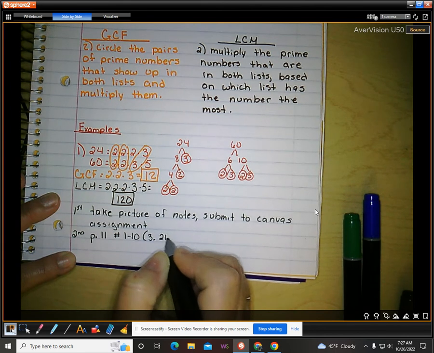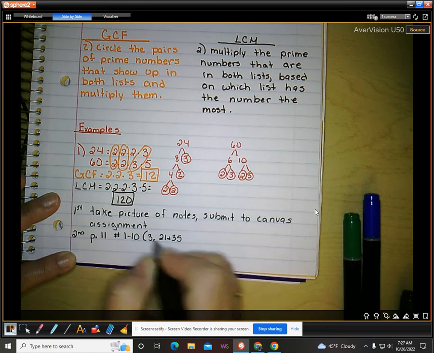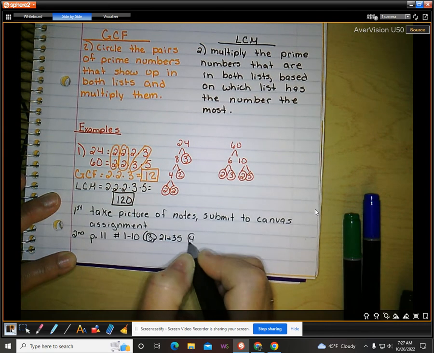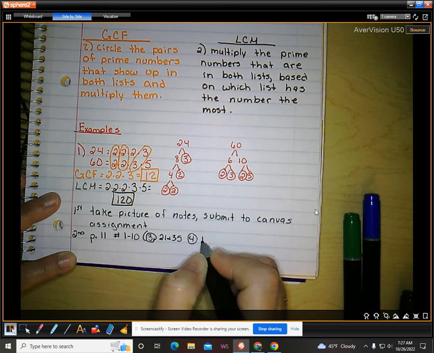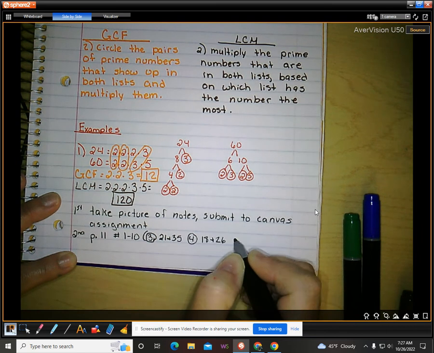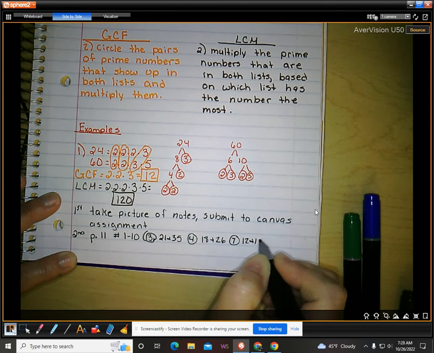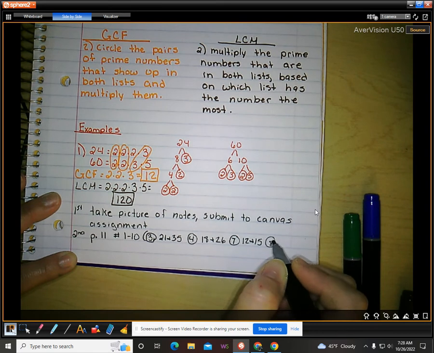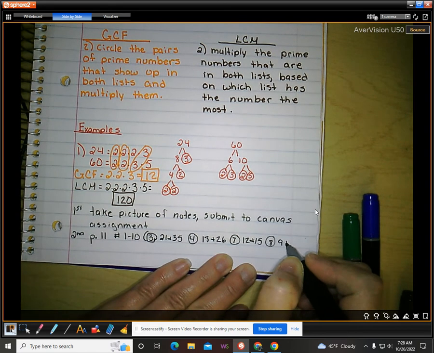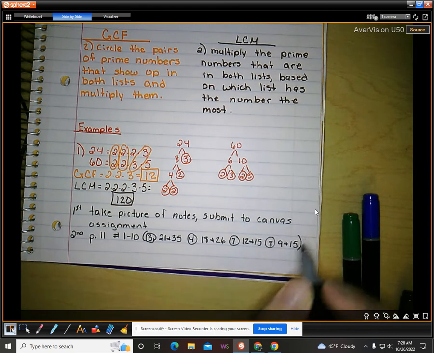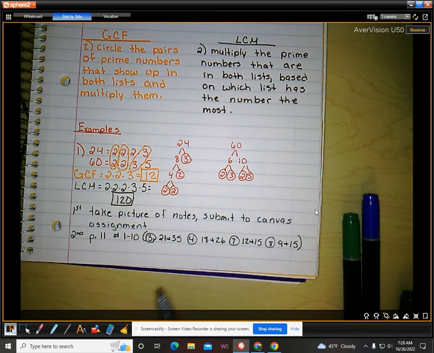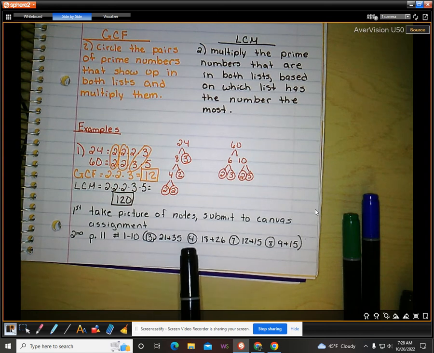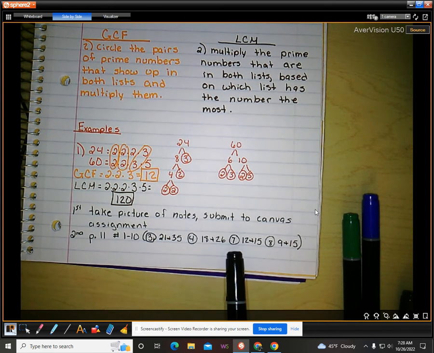Now, on number 3, you're only using 21 and 35. On number 4, you're only using 18 and 26. On number 7, you're using 12 and 15. And on number 8, you're using 9 and 15. So make sure you pay attention to that, because on 3, 4, 7, and 8, they give you 3 numbers. But for 3, you're only going to use 21 and 35, 4, 18 and 26, 7, 12 and 15, 8, 9 and 15.